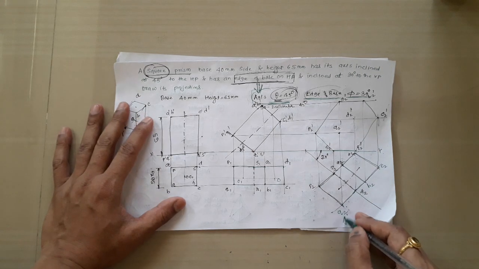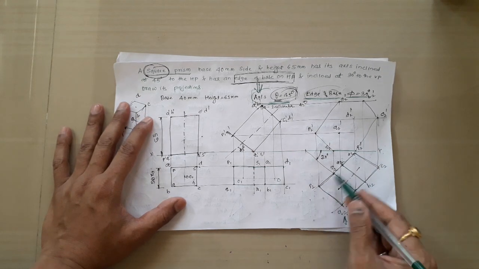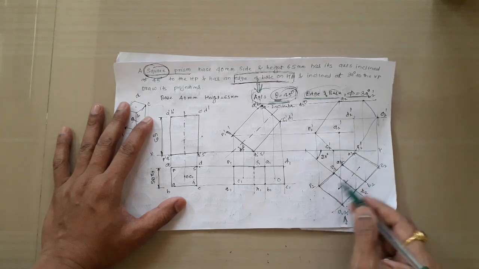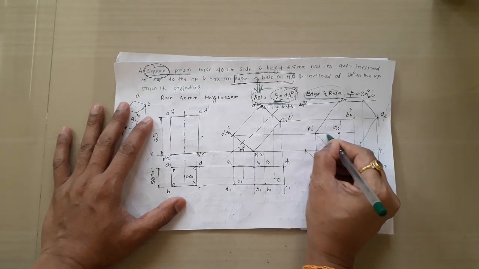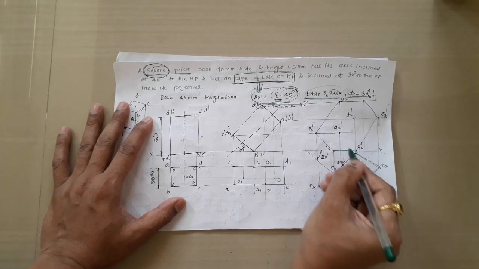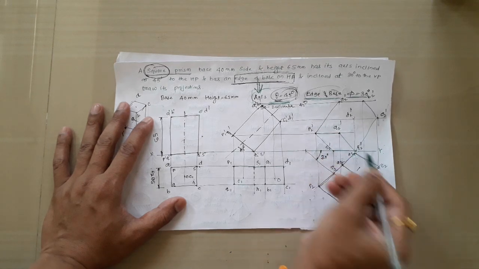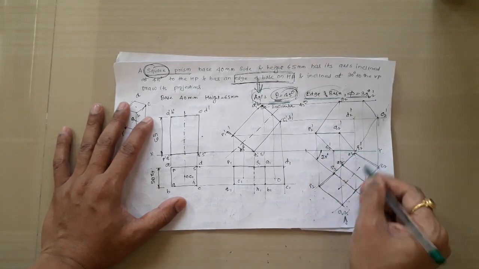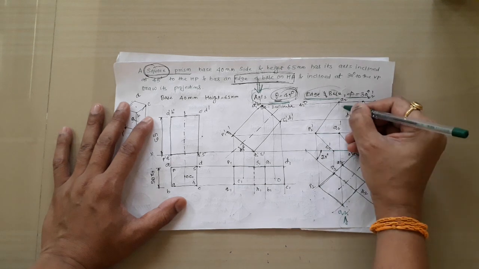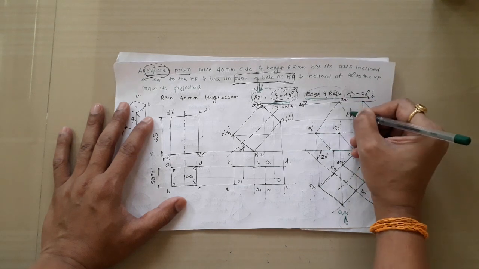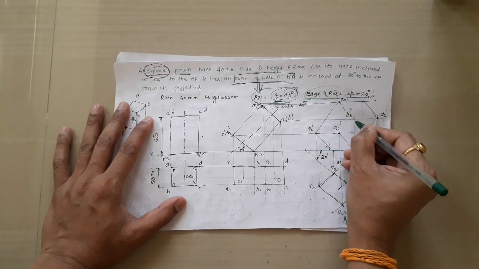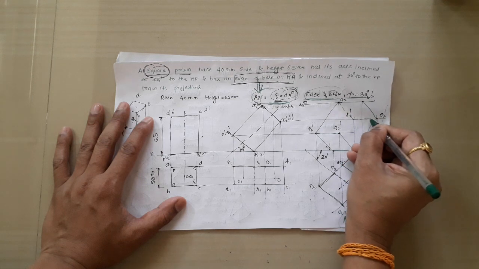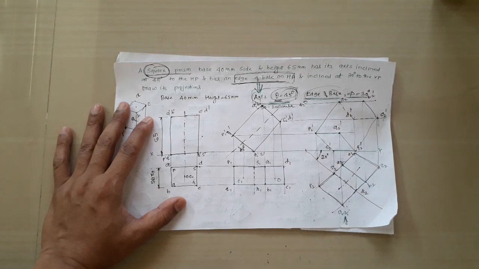When you are observing from the bottom, here the PQRS surface is nearer to the observer, so that is visible. So you have to draw the remaining lines of the PQRS surface with the help of the continuous line, while ABCD is away from the observer, that is invisible. So the remaining lines of that ABCD surface you have to draw with the help of dash line, because invisible edges are denoted by dash line. Then what is remaining?